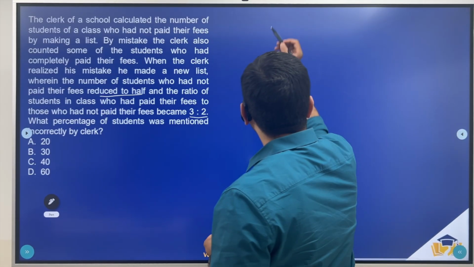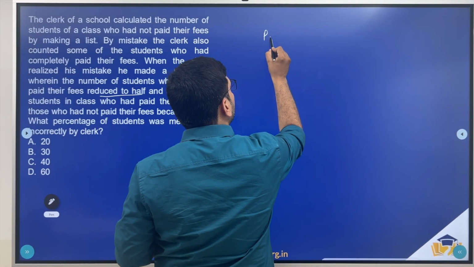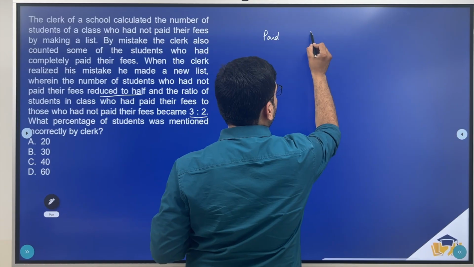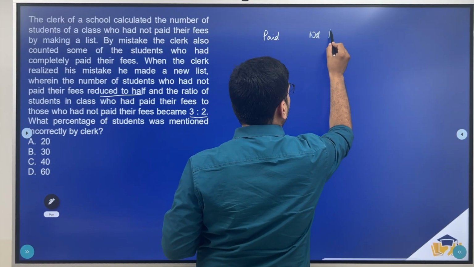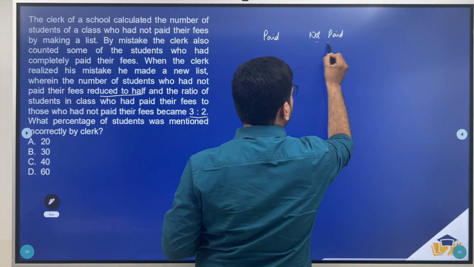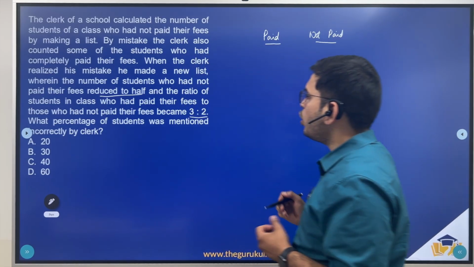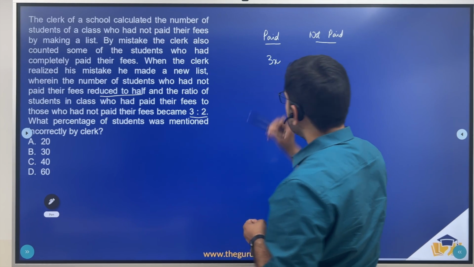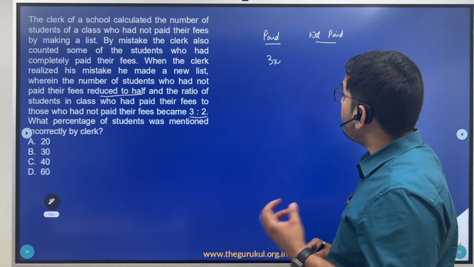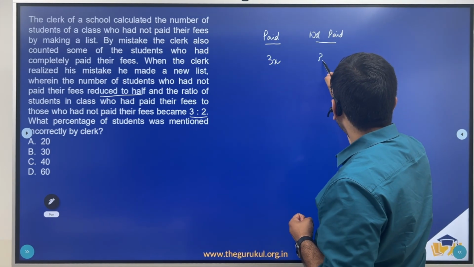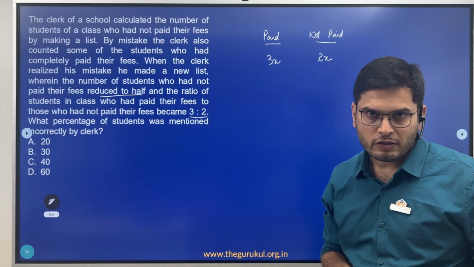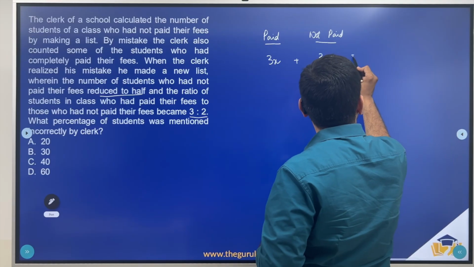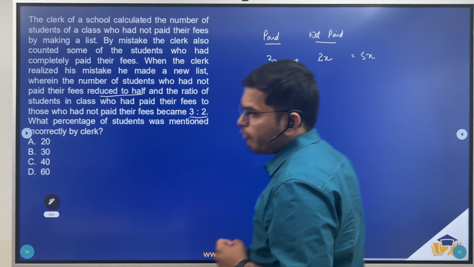Right. So there are two types of students: students who had paid their fees and who had not paid their fees. And after correction, the ratio was found out to be 3:2. So if I assume that there are 3x students who had paid the fees, there will be 2x students who had not paid the fees, right? And the total number of students in the class would be 5x.